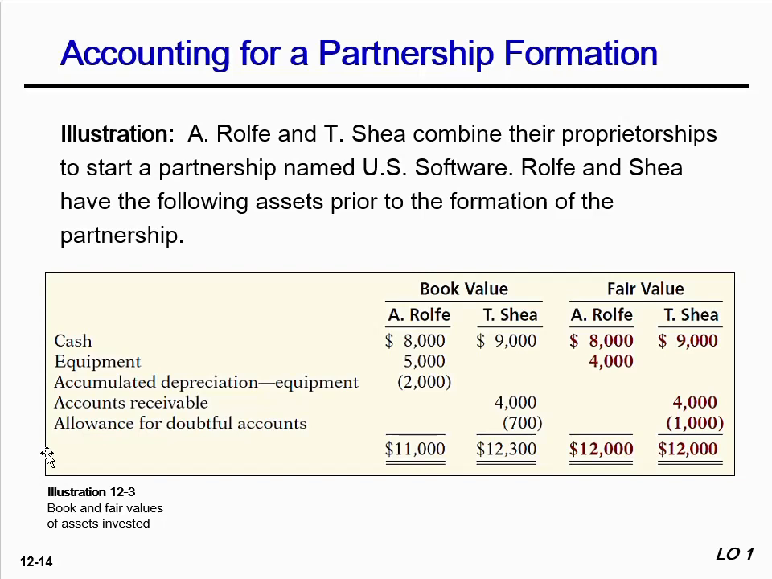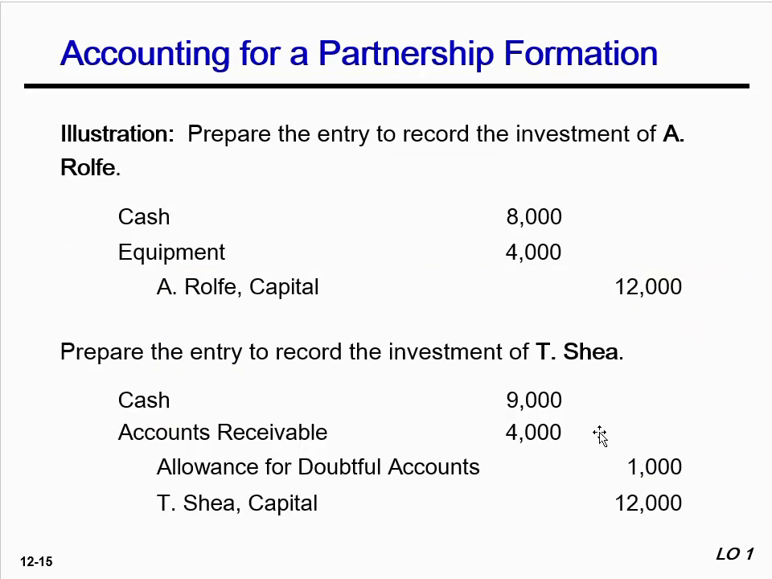When an asset has a normal balance of debit, allowances for doubtful account is going to have a normal balance of credit, just like accumulated depreciation. So when you're going to record them in the journal entry, accounts receivable will get debit, but allowances will get credit. So let's record this journal entry. Cash, TCR brought, that's 9,000. Accounts receivable are 4,000. He also has allowances for doubtful account 1,000.